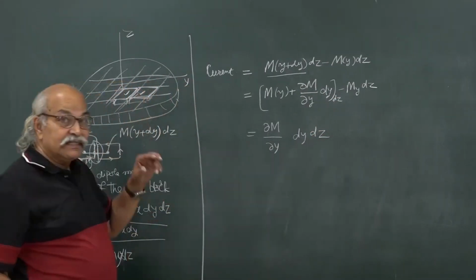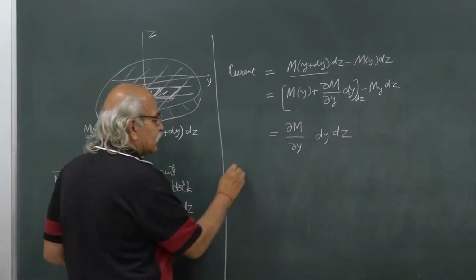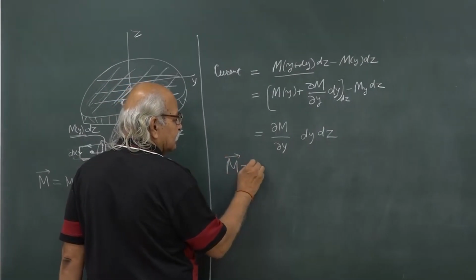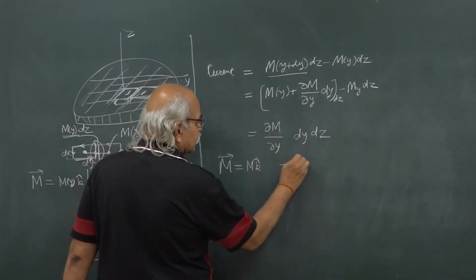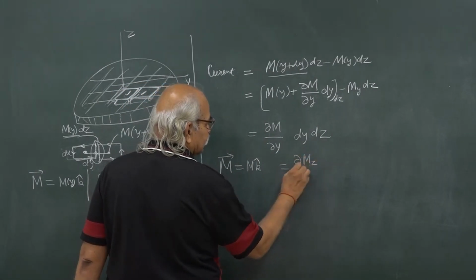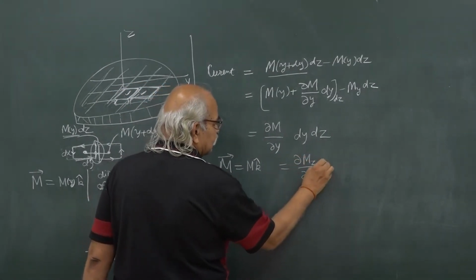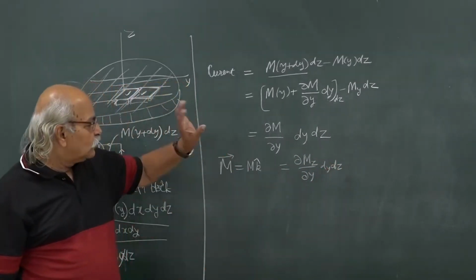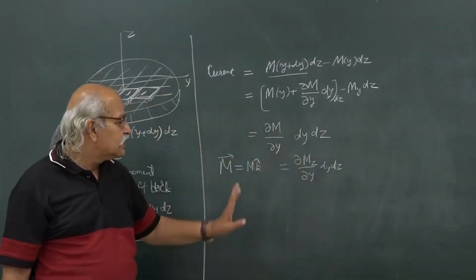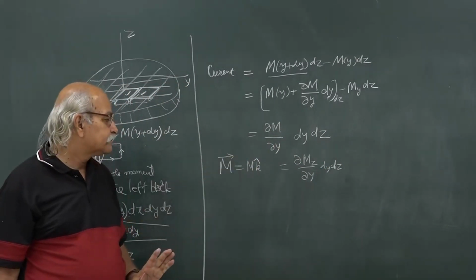And M, in this simple case, we have taken in the direction of k. So I can also write this as del Mz, the z component, dy dz. Of course, there is no x component, there is no y component. So the whole magnitude is the same as the z component, but let us write it this way.